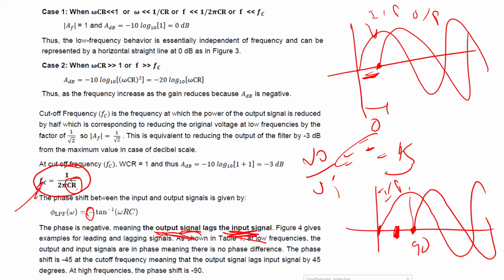Any frequency less than FC is going to pass. Anything greater is not going to pass. You see what I'm saying?